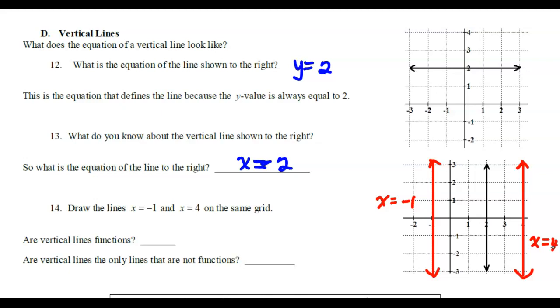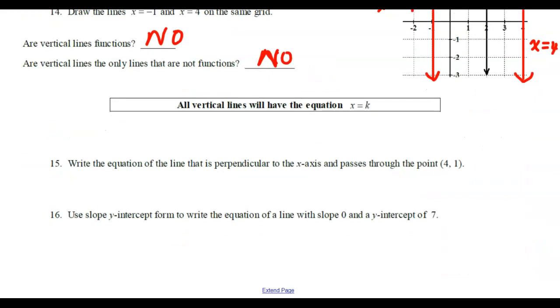Are those vertical lines functions? No. No way. Right? Because there's an infinite number of points. If you put your pencil right on that, it's going to touch an infinite number of times. Are vertical lines the only lines that are not functions? Are there any other lines that you think are not functions? Yeah? What would they look like? But that's not a line. Yeah, it's a straight line. It's only this that's not a function, so no for that. Okay, so all vertical lines have that as their equation.